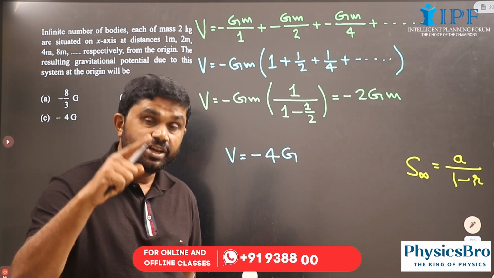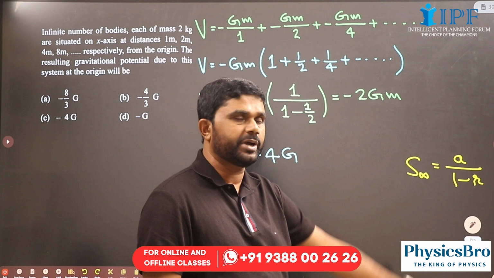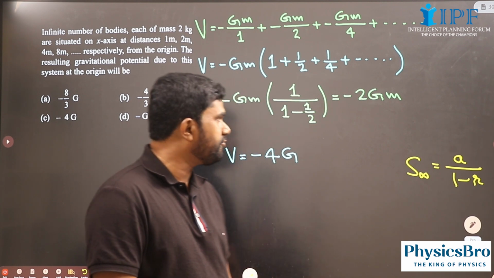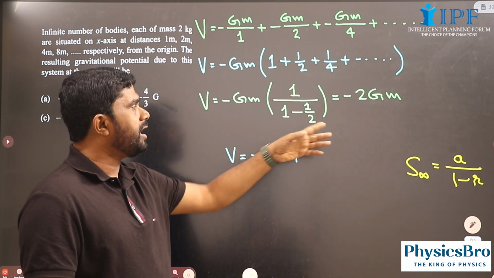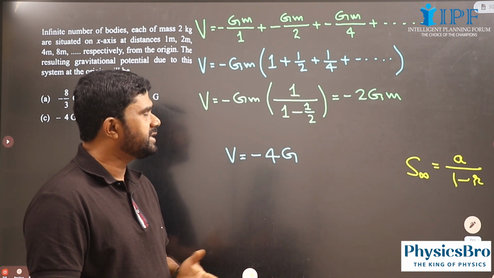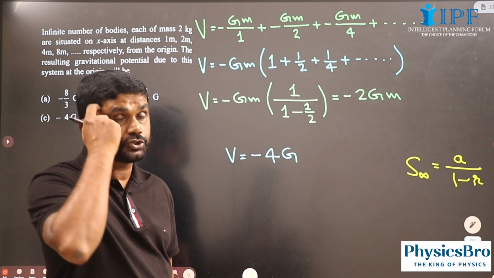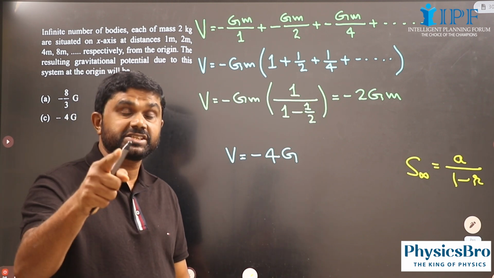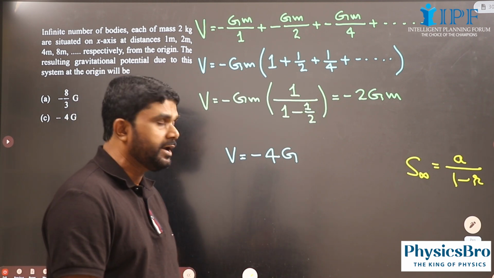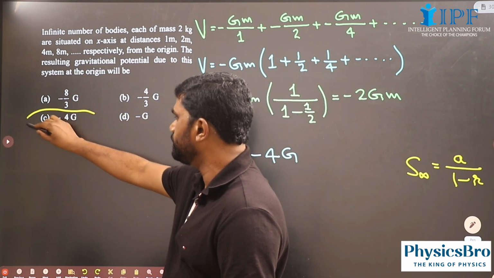And the sum to infinite terms of such a series is given by S infinite equal to a by 1 minus r. a we have 1, okay, and r we have 1 by 2. So 1 minus 1 by 2 will be 1 by 2 in the denominator, and 1 by 1 by 2 will be 2, so it is minus 2Gm. And m is given as 2 kg, so it will be minus 4G. Minus 4G means this must be the answer.